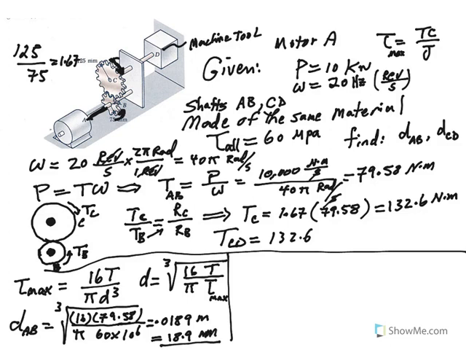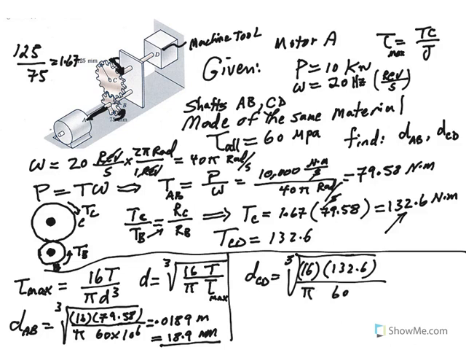Similarly, you can do the same thing and find the diameter of shaft CD, which would be the cube root of 16 times the torque here, 132.6, divided by pi times the same material property, 60 megapascals. This time we end up getting 0.0224 meters, which is about 22.4 millimeters.